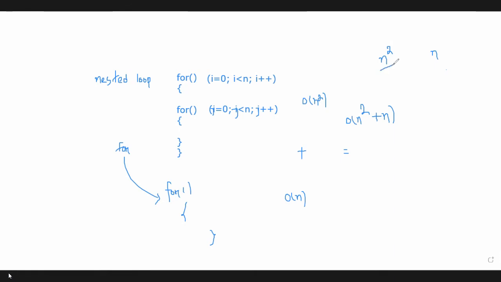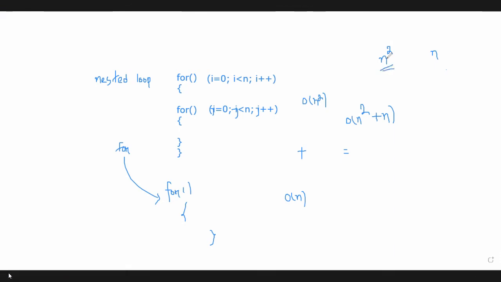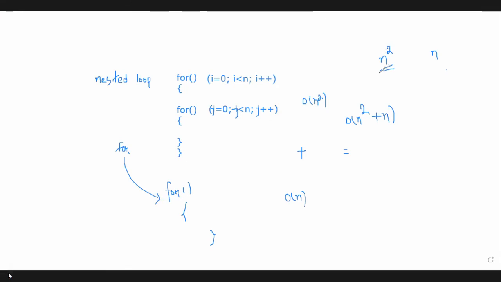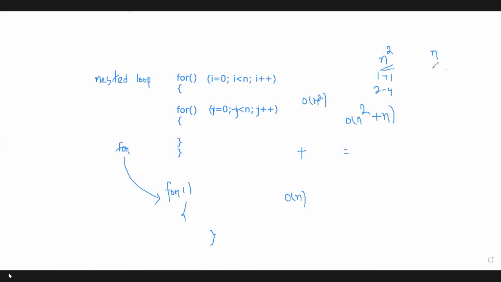When the time complexity is n square, that means the number of operations is proportional to the square of the input, right? Yes, ma'am. And what about the time complexity order of n? Here the time is proportional to the input size, right? Yes, ma'am.